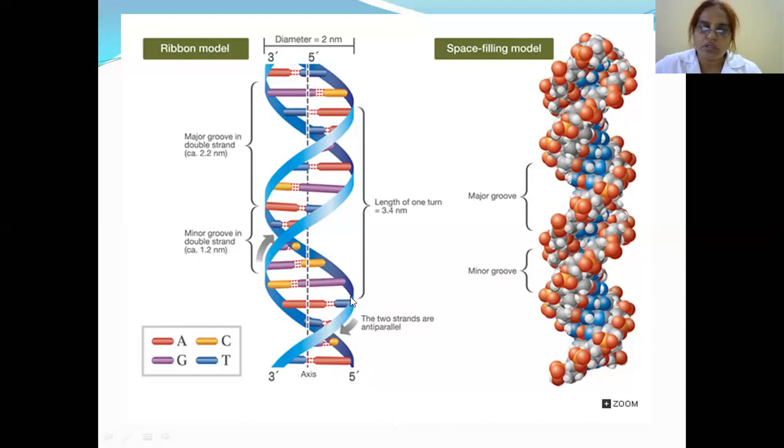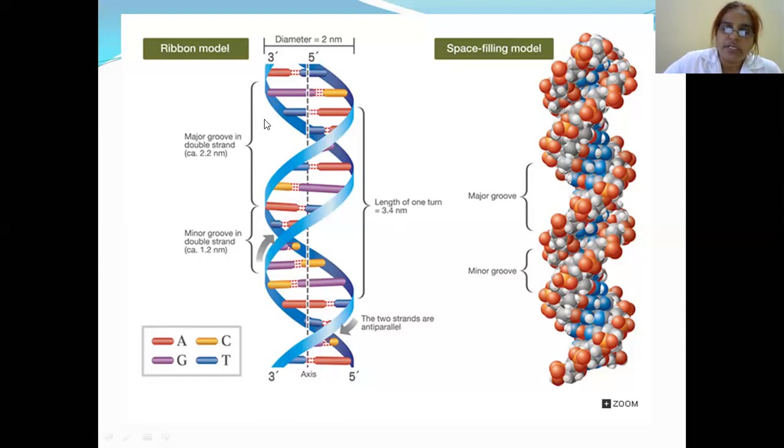Now see the length of each turn. I'm not saying the whole length of DNA. The length of each turn is 3.4 nanometers. The distance between the two bases is 0.34 nanometers.